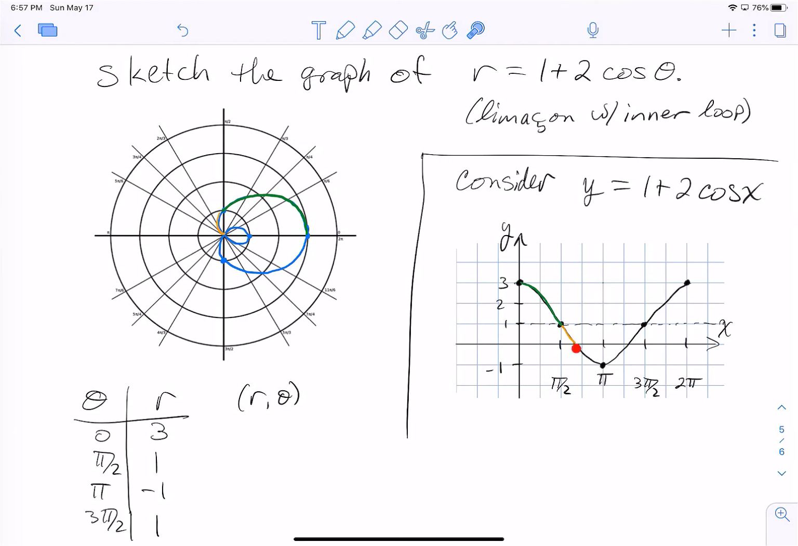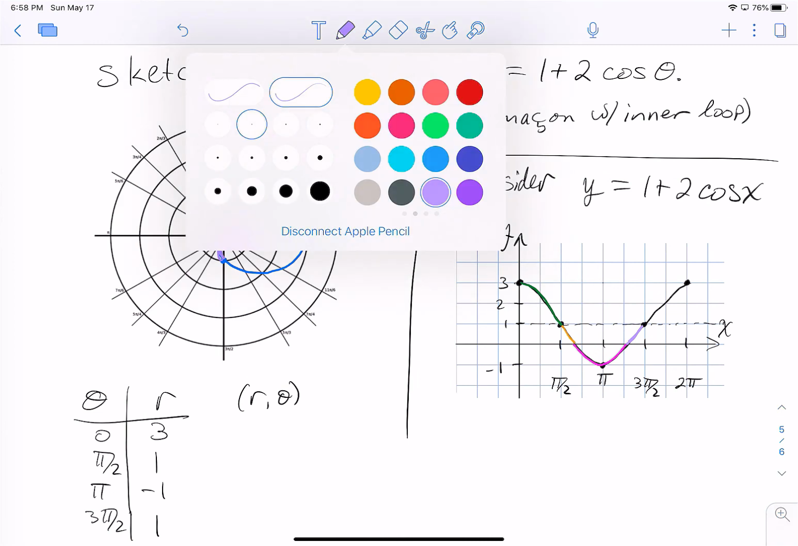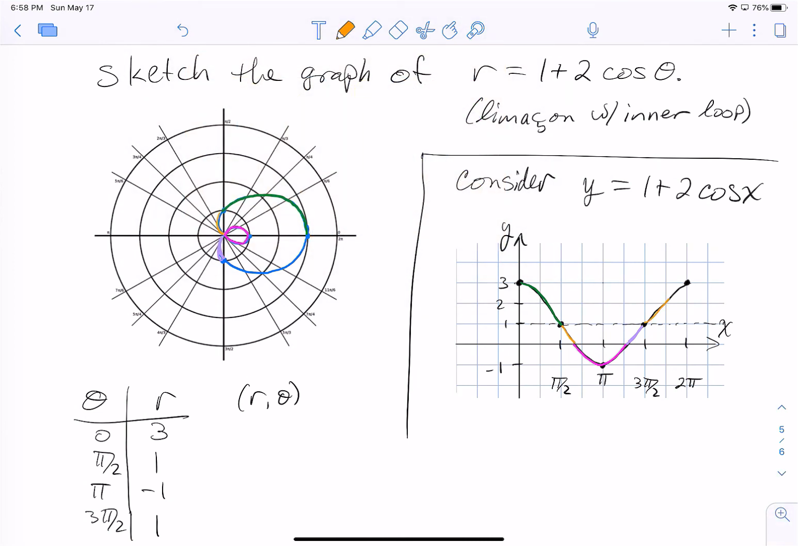Then on the xy plane, we have this bit that dips below the x-axis, and it goes down to a depth of negative 1. That below the x-axis, folks, that's where this little inner loop is coming from on the polar grid. Okay? Then we go from the x-axis up to 1, and that's going to correspond to this little itty bitty bit that goes from a radius of 0 to a radius of 1. And then finally, we finish up going from 1 to 3. And that'll give us this last part here going from 1 to 3.